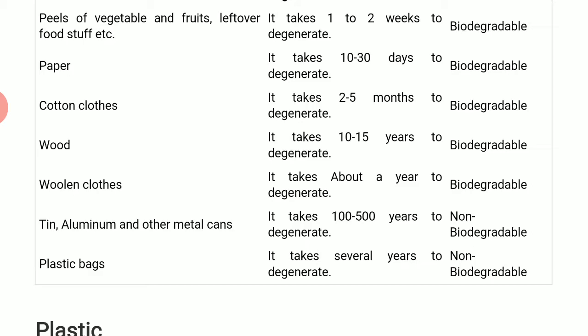Once again, I recapitulate what is meant by biodegradable and non-biodegradable. Substances which are changed into simple form and can be dissolved into soil by bacteria and virus are called biodegradable. Substances which cannot be changed into simple substances and cannot be dissolved into soil are called non-biodegradable.